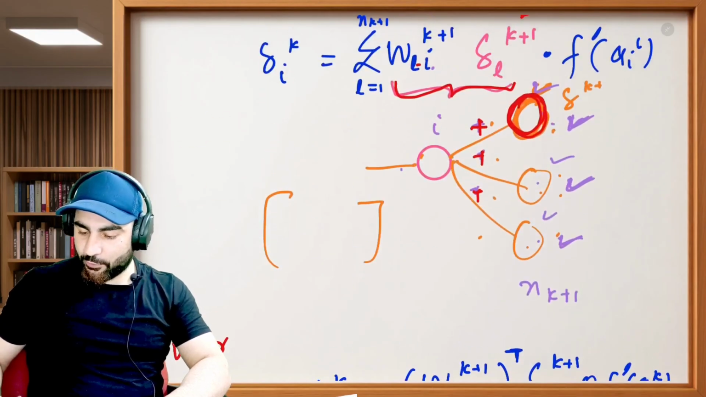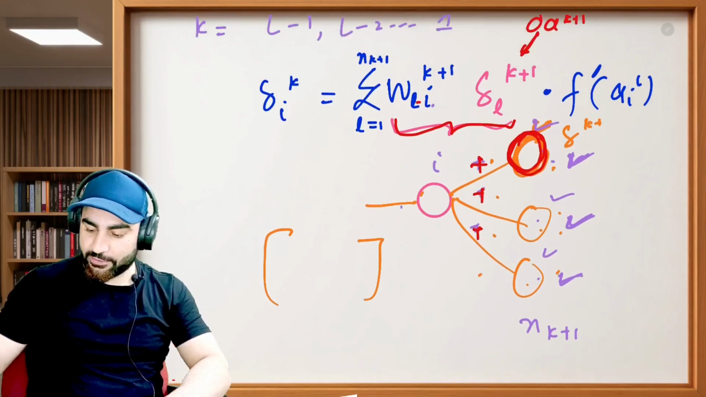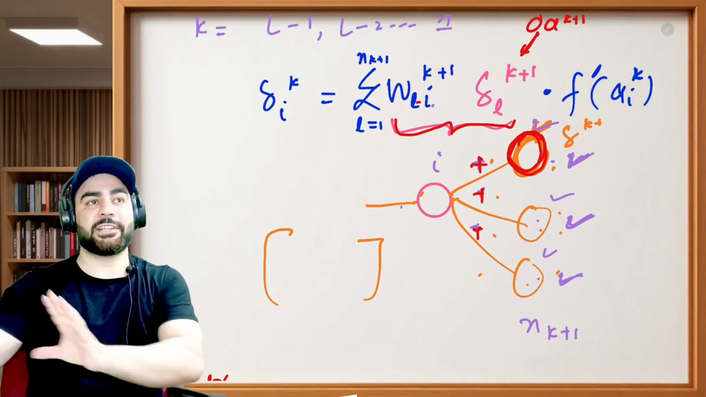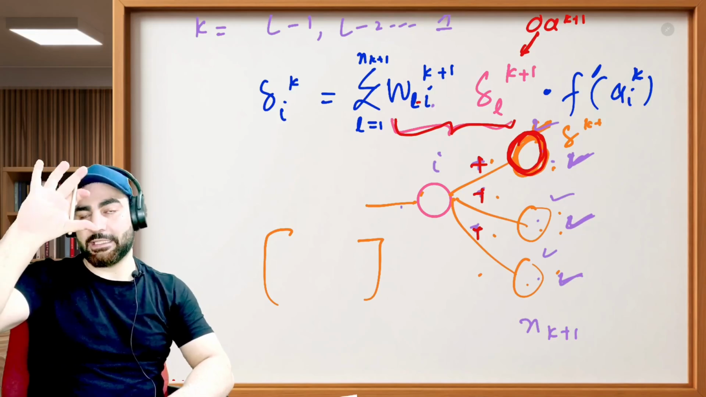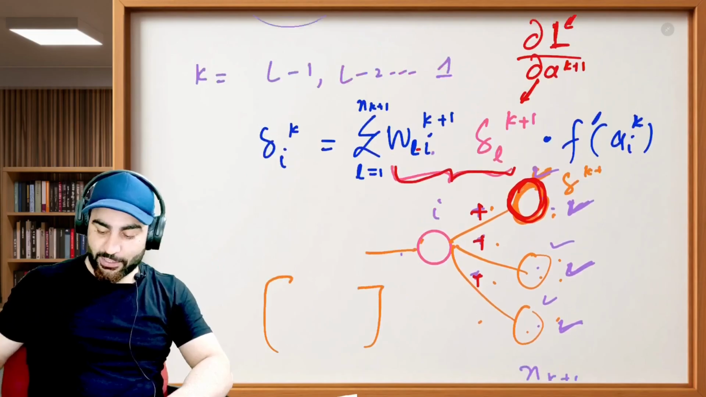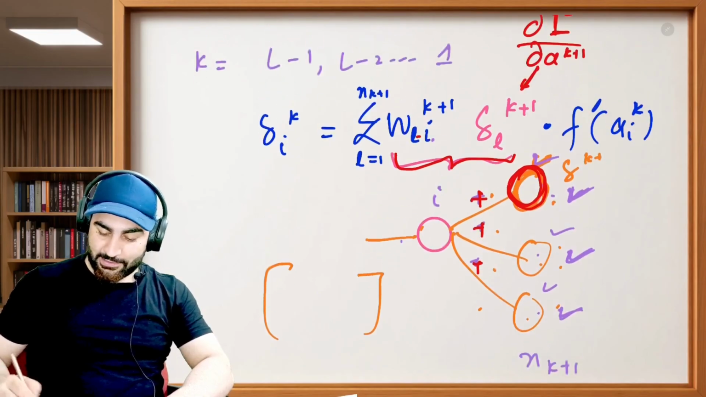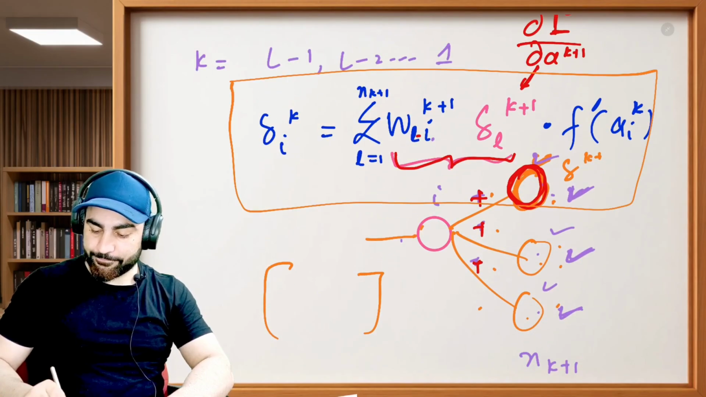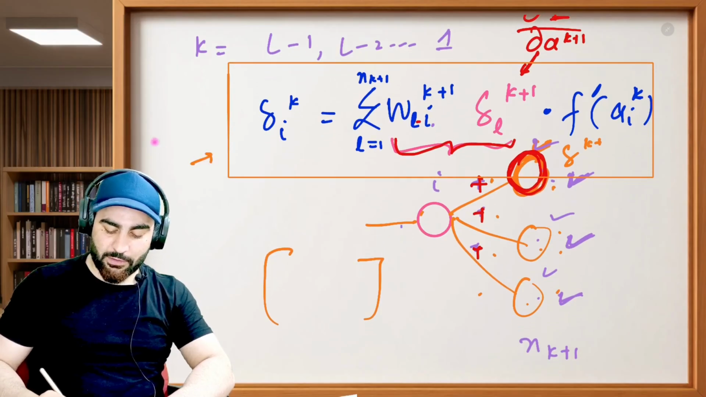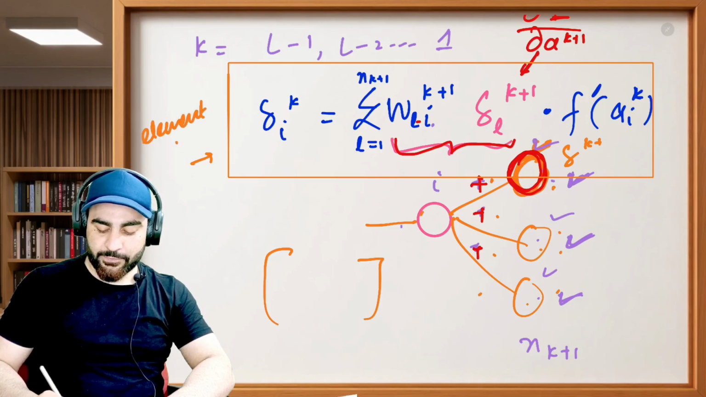Have I written this a k over here? Yes, I think this is L mistakenly, so this should be k, because this is the activation of the ith element in that kth layer. So you have the kth layer and you have this ith element in there. This over here which I wrote is in the element-wise form, and this is in the vector form.